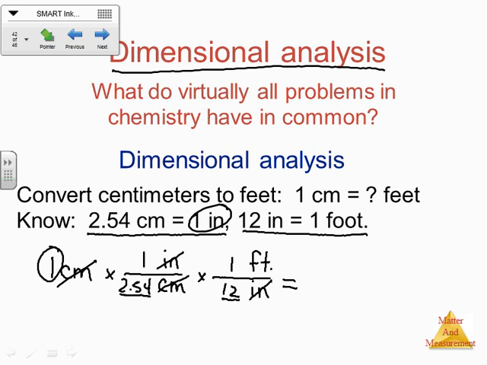Now, if you're watching sig figs here, I gave you 1 sig fig in your beginning unit. Okay? So your answer needs to have just 1. So we're going to round this to 0.03 feet. Okay, and that's your answer there.